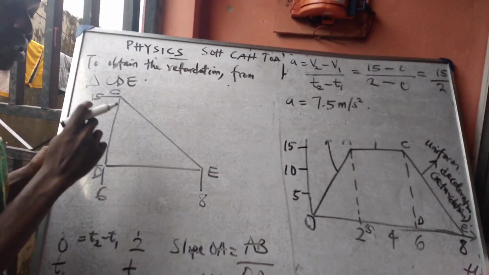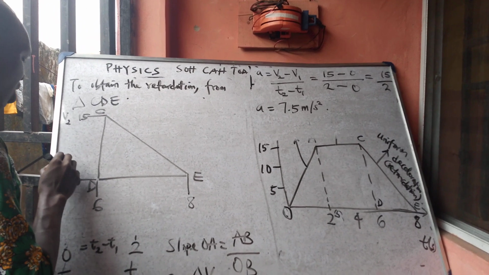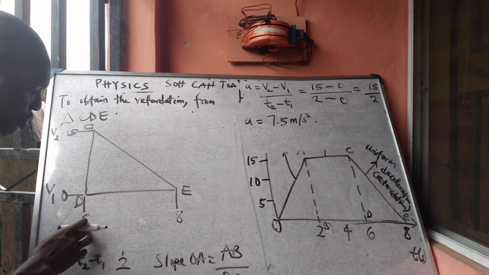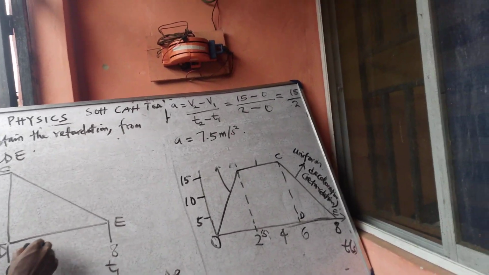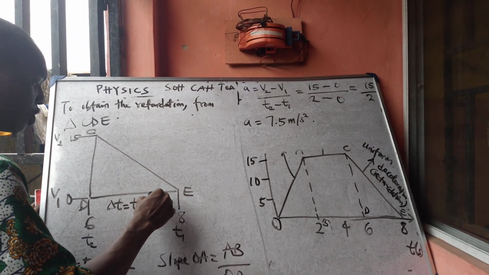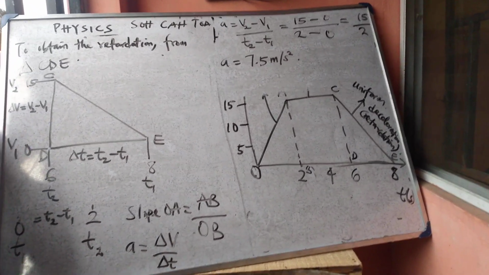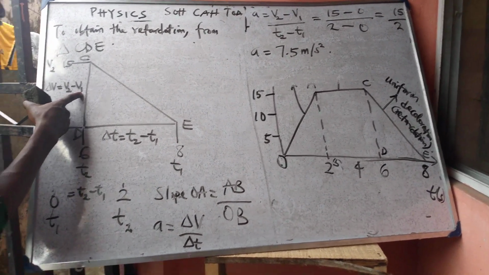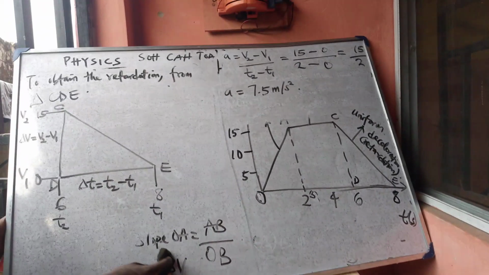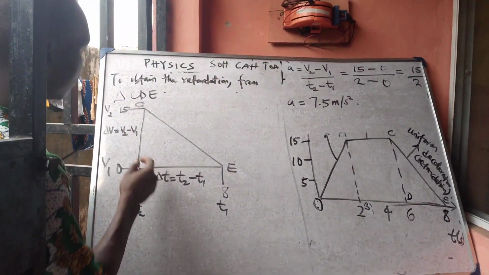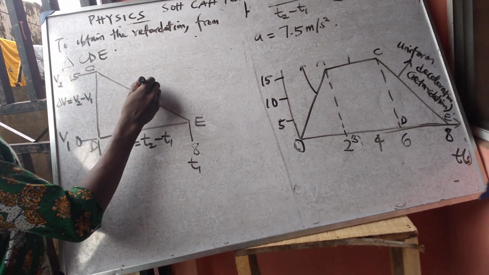Like I said previously, deceleration must be negative. Now, how do you make this negative? This is V2 and V1, and here will be T2 and T1. So change in time is T2 minus T1, and the change in velocity is V2 minus V1. So delta V is final velocity minus initial velocity, and delta T is final time minus initial time. Now what we are looking for is the gradient CE, the slope CE, and it must be negative.